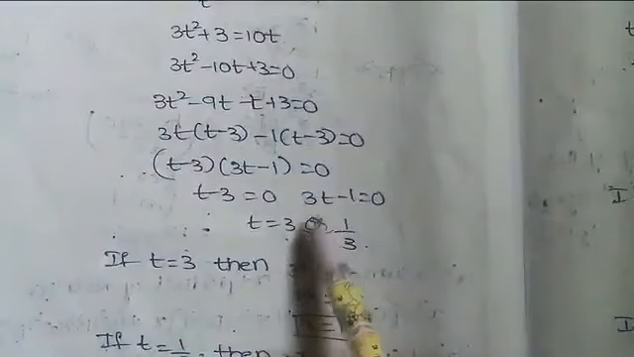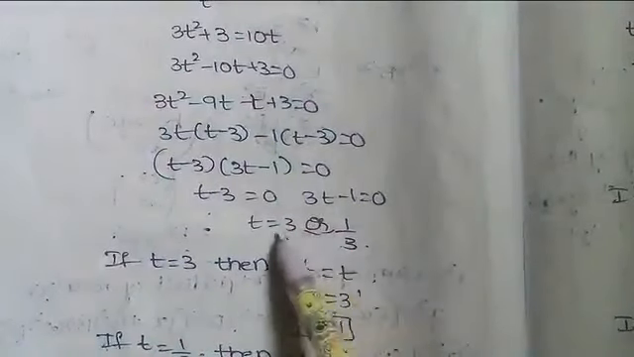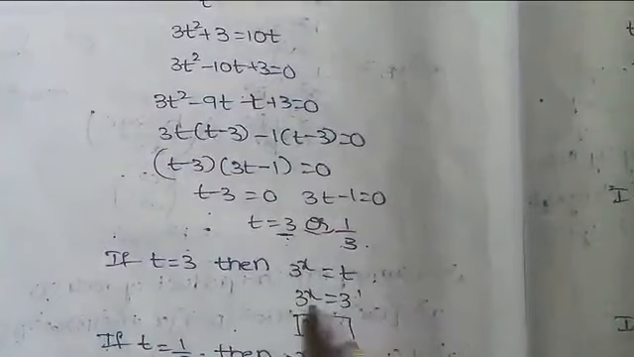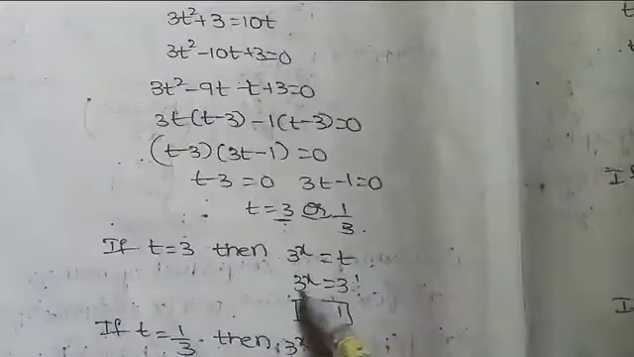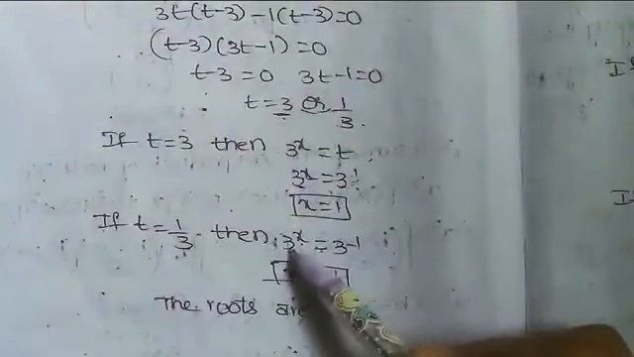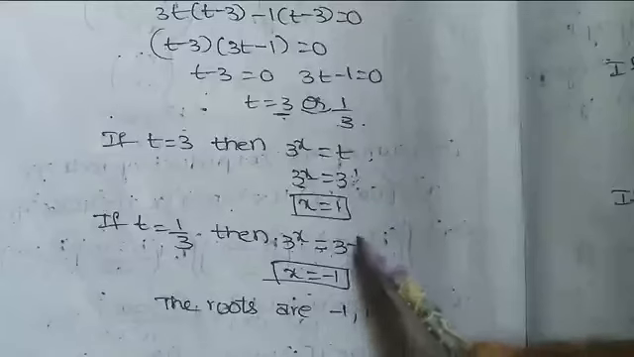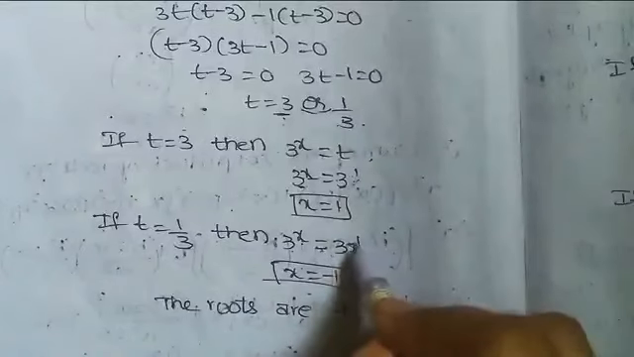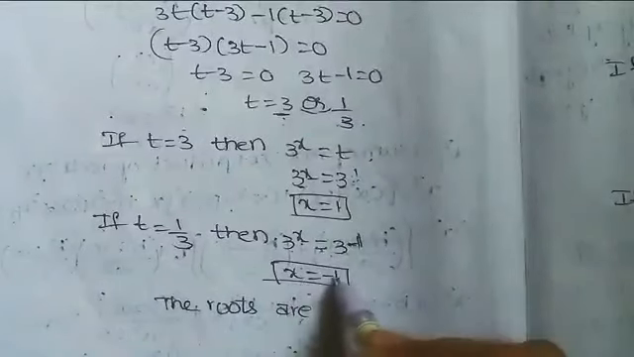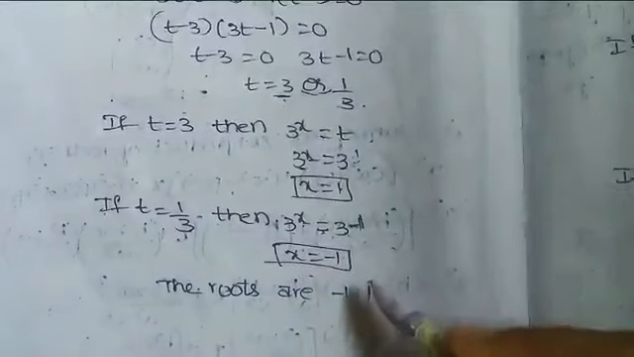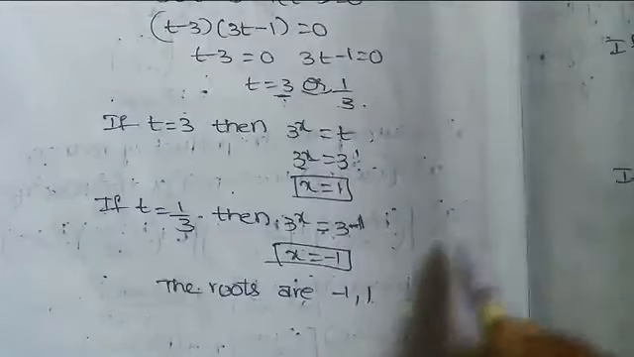Now we already took 3 to the power of x is equal to t. So let us take first of all t is equal to 3. 3 to the power of x is equal to 3. Here the bases are equal, so the powers are also equal. So x equal to 1. Here also the same step. 3 to the power of x is equal to 3 to the power of minus 1. So x is equal to minus 1. So the roots are minus 1 and 1.